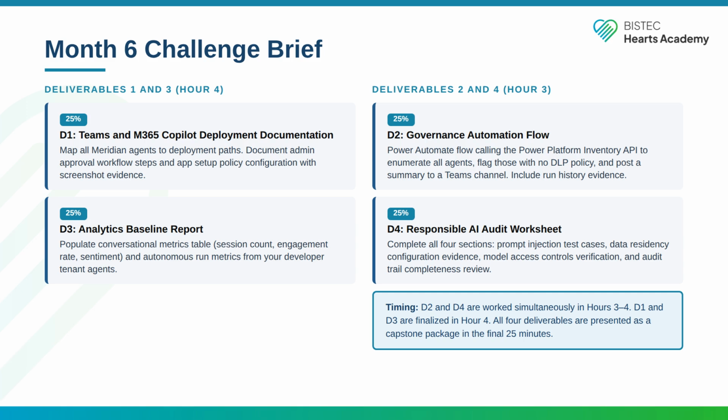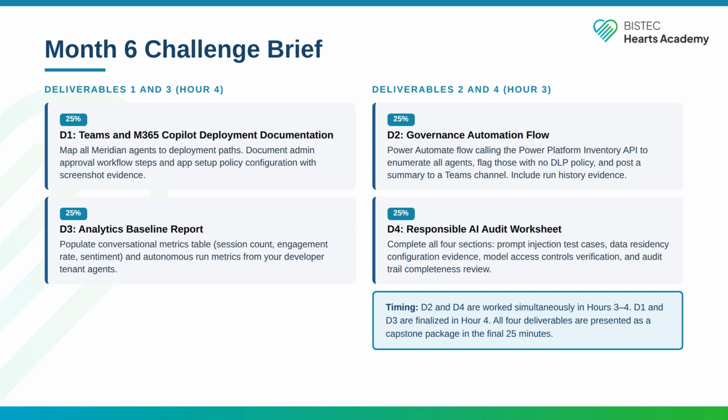Deliverable 3 is the analytics baseline report. You populate the conversational metrics table, session count, engagement rate, escalation rate, resolution rate, and sentiment where available from your developer tenant agent data collected during hour 2. For autonomous agents in your tenant, you add run count, run success rate, trigger health, and step success rate. This report is the quantitative foundation for any ROI justification you build from this deployment.